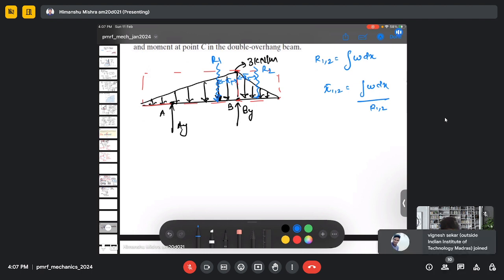And to find the location, we need to find its centroid, which we know for the triangle, it is actually h by 3 from base.